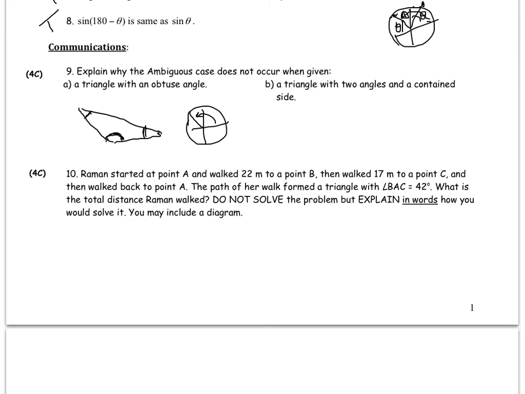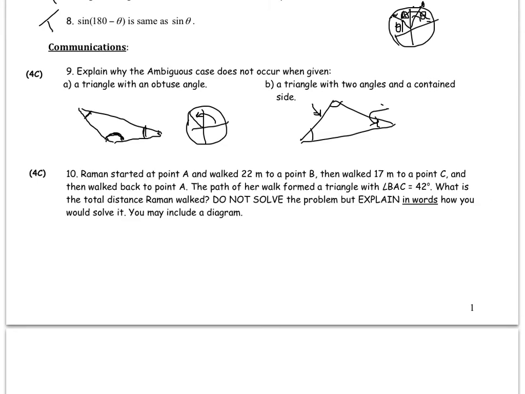The next question is a triangle with two angles and a contained side. Now you have a triangle with two angles, and this side is given. Since two angles are given, the third angle is automatically set. There is a constraint on the third angle, so there is no way we can have an ambiguous case.